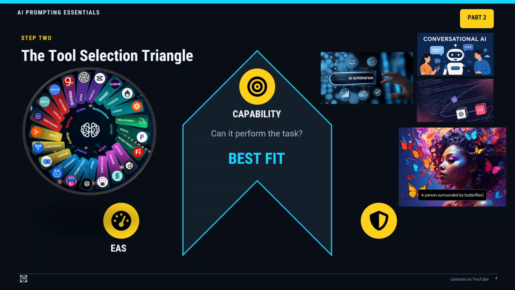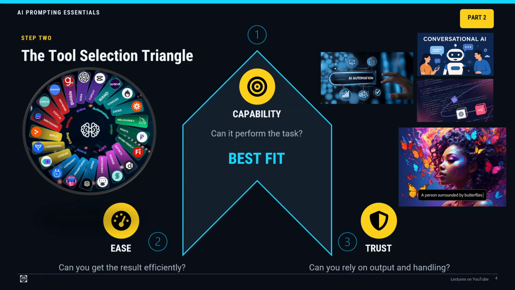Ease. How easily and efficiently can you obtain the required result? A powerful tool may not be the best choice if another approved tool can complete a routine task more quickly and simply. Trust. Can its output and its handling of your information be trusted for the intended purpose? Does it provide sources when required? Is it approved by your organization? Is it suitable for confidential or regulated information? The best tool balances capability, ease, and trust.